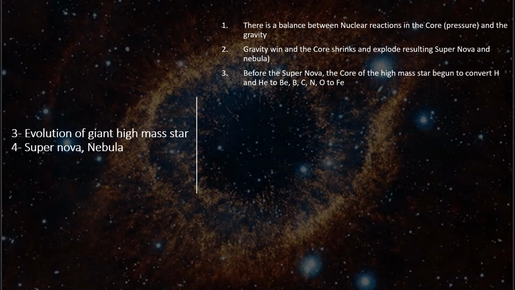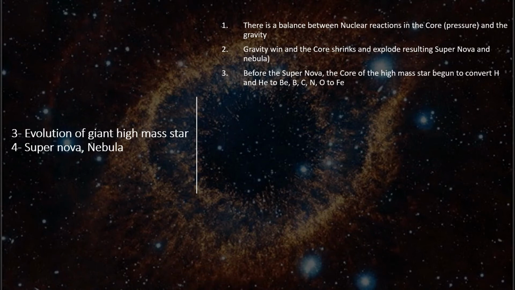sulfur, chlorine, and argon, and potassium, calcium, scandium, titanium, vanadium, chromium, manganese, and the last is the element iron. Iron is the most stable element in the universe, and the star cannot produce more elements here, because the stability of the iron atom means it needs energy to be fused to make the rest of the elements of the periodic table or periodic chart.